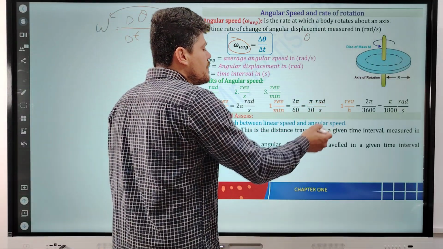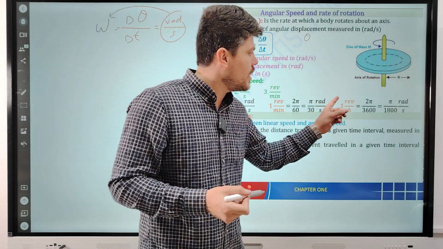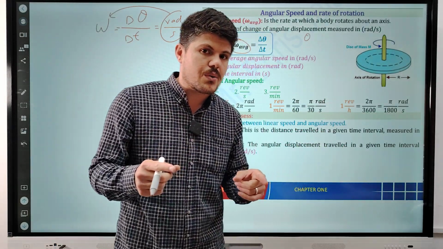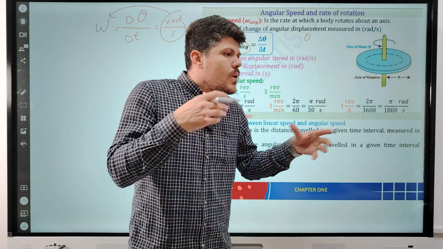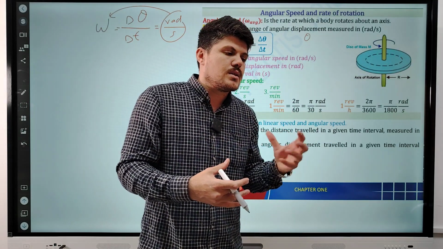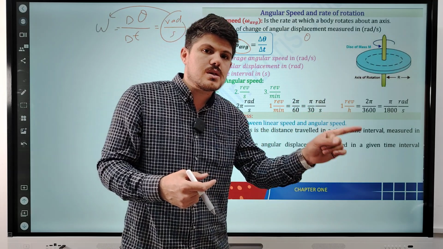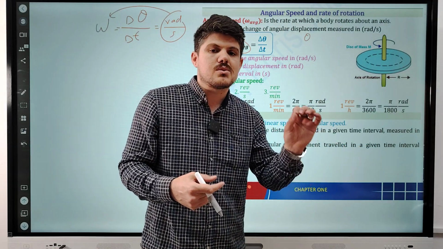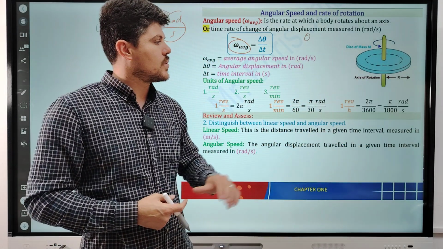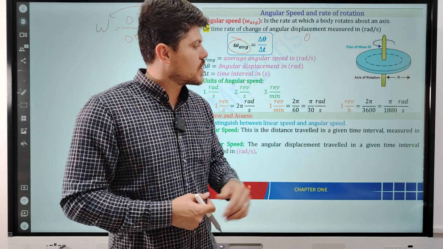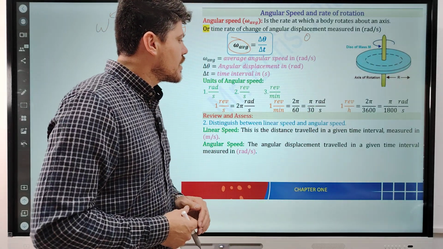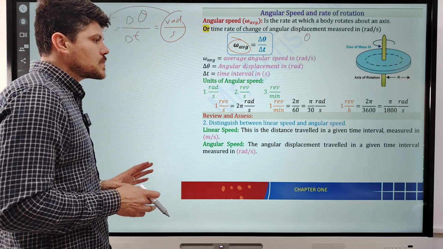In the case when angular speed is given in rev per hour, be careful. How can you convert to rad per second? Convert rev to rad, multiply by 2 pi. Convert hour to second, multiply by 3,600. So in this way, you can convert the rev per hour, rev per minute, and rev per second.